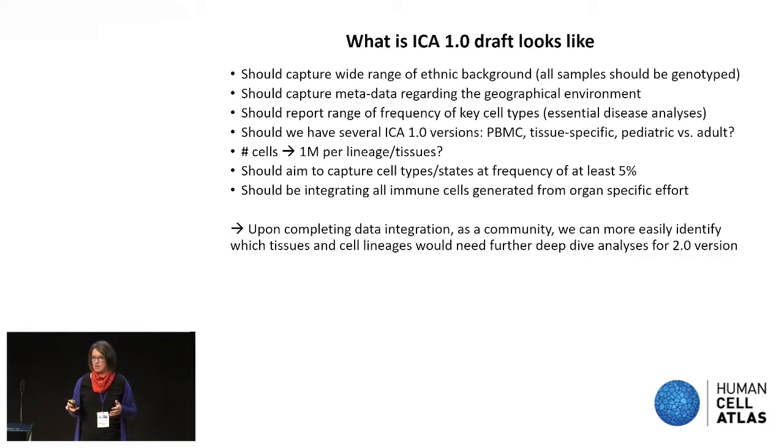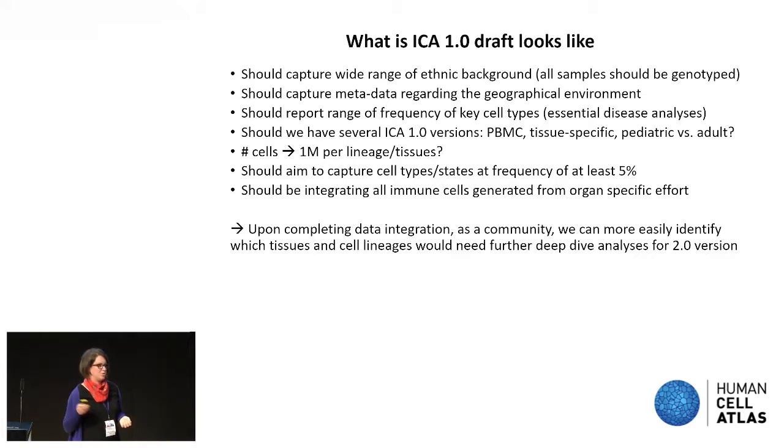We argued around how many atlases we should have. Should it be one or multiple? Should it be PBMCs, tissues, pediatric, adults? Should we try to combine it all? We don't have an answer. I think we just need to try it. 5% seems to be a reasonable threshold for cell states.